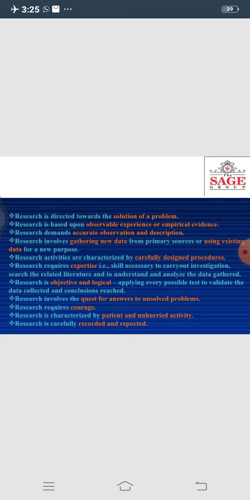Research activities are characterized by carefully designed procedures. There is a proper structure. It is not like one fine morning you suddenly wake up and you start collecting data. Then next morning you start analyzing data. Then you again start collecting data. It is not like that. It is a structured process. Research requires expertise, that is, skill necessary to carry out investigation, obviously.